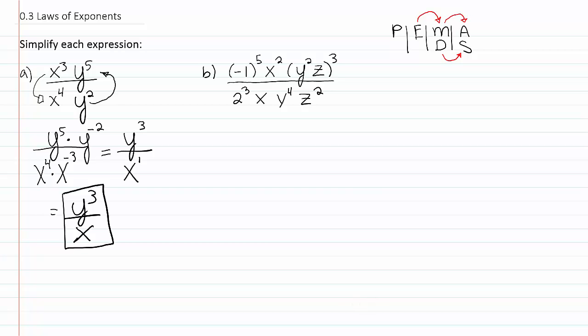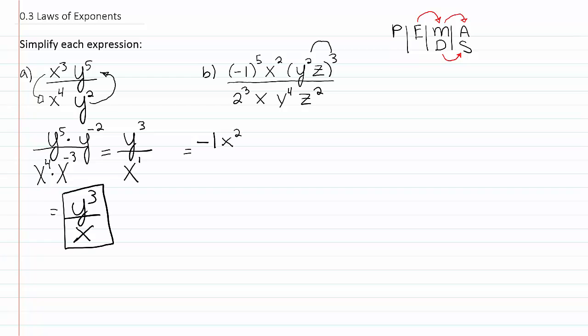The first thing we see is this negative 1 to the fifth power. Remember that anytime you're raising a negative number to an odd power, the answer will be negative. So we know it's going to be a negative something, and of course 1 to the fifth power is just 1, so negative 1 to the fifth power in this case will be negative 1. Okay, from there we'll just copy down the x squared that's next to it. And we have this expression where we have the y squared and the z in parentheses, and we have the 3 on the outside of it.